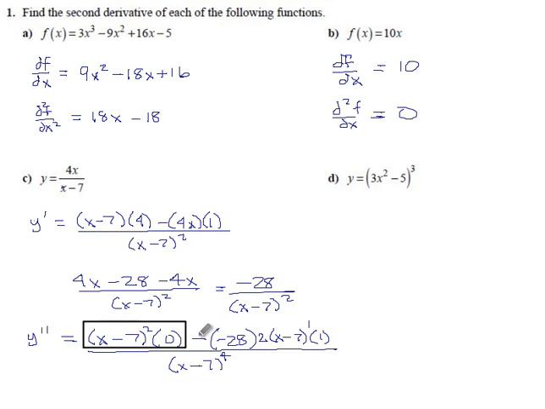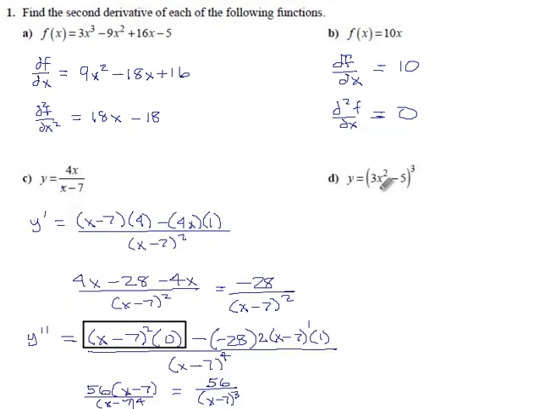And for our second term, let's see, we have minus negative 28, which is plus 28, times 2 is 56 times x minus 7, all over x minus 7 to the fourth. Of course, we can divide the top and bottom by x minus 7, and that lands us at 56 over x minus 7 cubed. And that looks like a good place to stop.